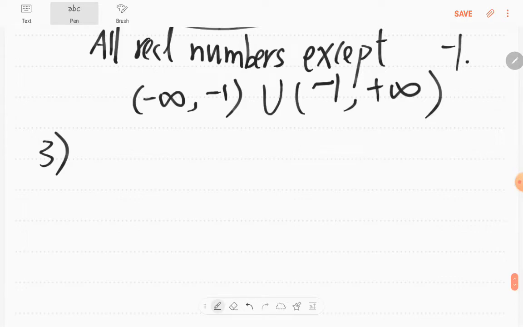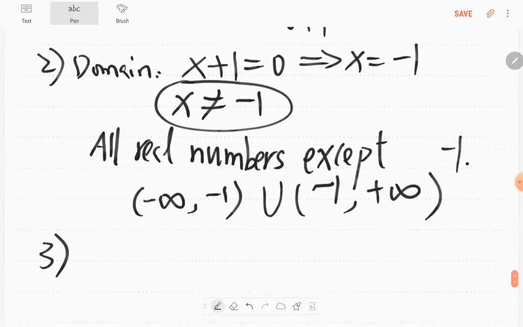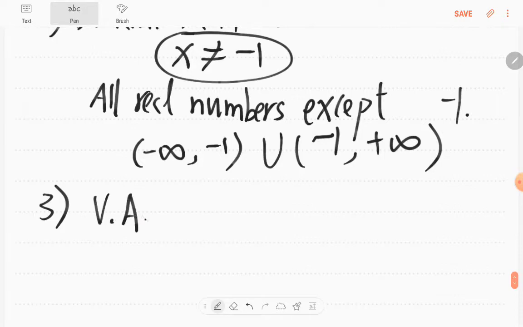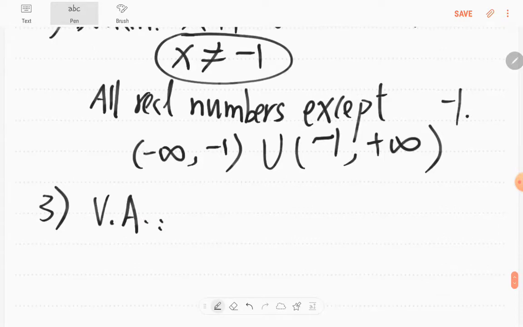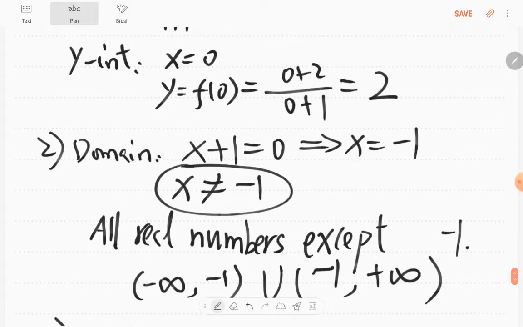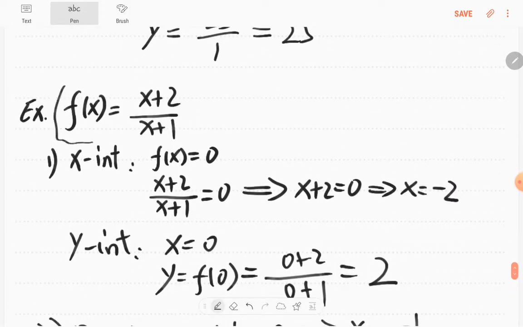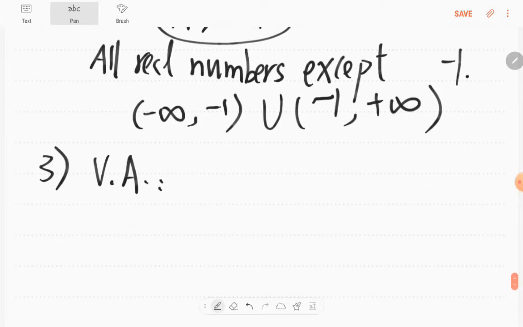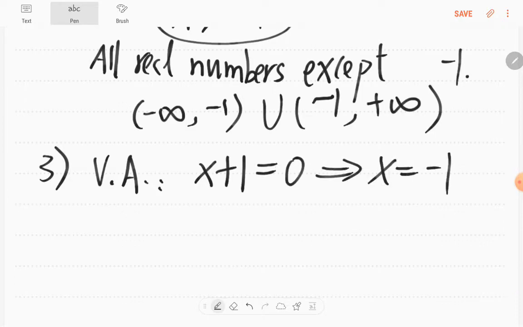What is the vertical asymptote and what is the horizontal asymptote? The first thing is to find the vertical asymptote. We need to simplify this rational function, but actually we cannot simplify it anymore. It's in reduced form already. So the vertical asymptote comes from the zeros of the denominator, which is x plus 1 equals 0, so x equals negative 1 is the vertical asymptote.